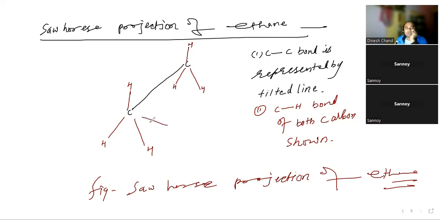This is the front carbon. Down one is the front carbon. Front carbon. And the top one is the back carbon.